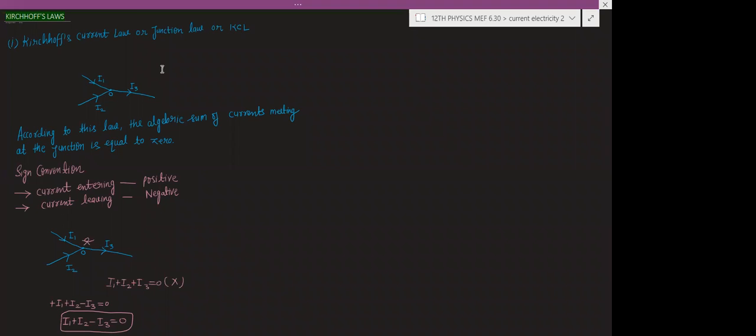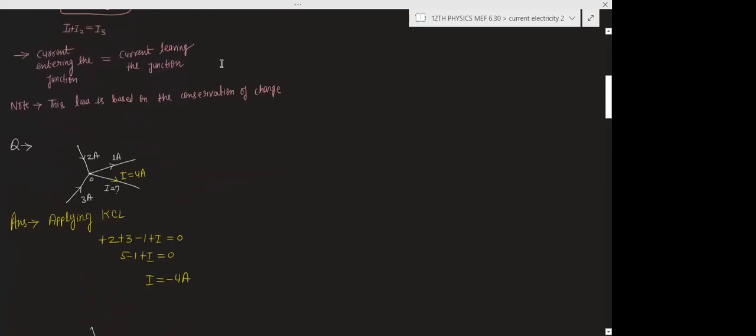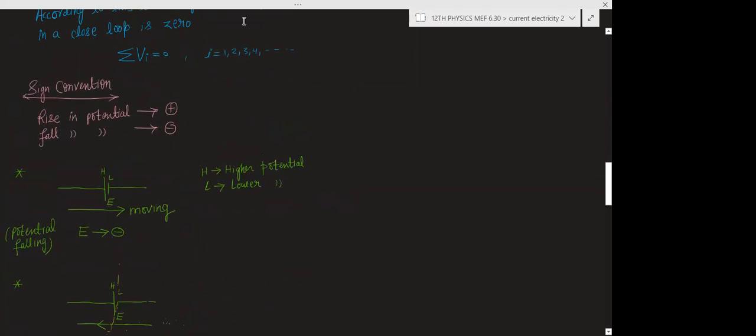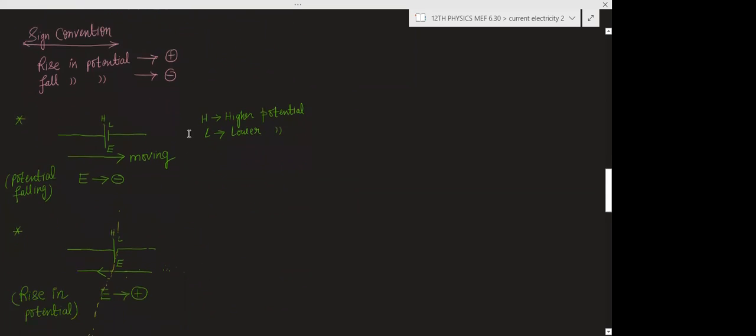So in the last class, we discussed Kirchhoff's laws. There are two Kirchhoff's laws: one is Kirchhoff's current law and another is Kirchhoff's voltage law. And we were discussing Kirchhoff's voltage law. I told you if there is a rise in potential, then you will take the potential difference as positive. If there is a fall in potential, then you will take the potential difference as negative.